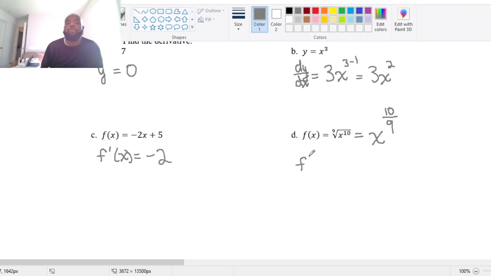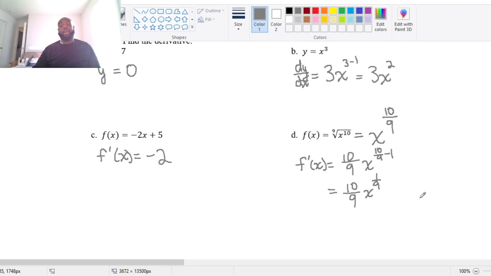And now that I have it written this way, I see that this is a power rule. So I can say f prime of x equals, again, we do the same thing that we did in part B. You bring your exponent out front, and it's now your new coefficient, and you reduce your exponent by 1, right? Well, 10 over 9 minus 1, well, 1 is 9 over 9, so that's 10 over 9 minus 9 over 9. So I get 10 over 9 times x to the 1/9 power. That is what f prime of x equals.